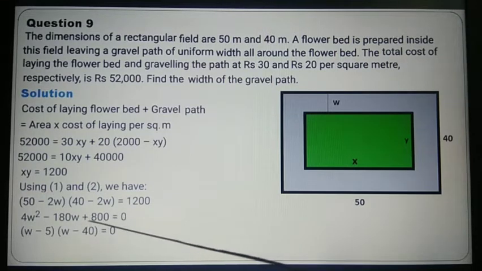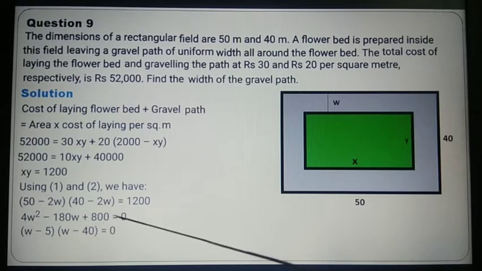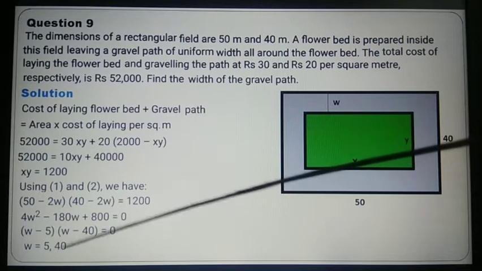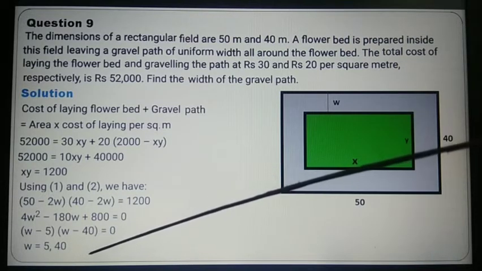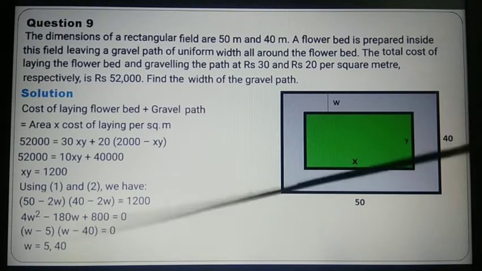Okay, so if you want to take out something common and divide, that also can be done, and after factorization you will get this much. That means the value for w will be 5 and 40. Okay, so the width will be either 5 meter or 40 meter. Okay, so let's see which one is possible.